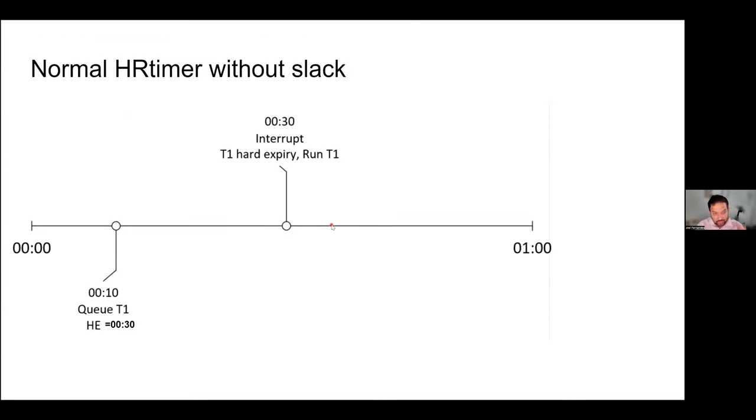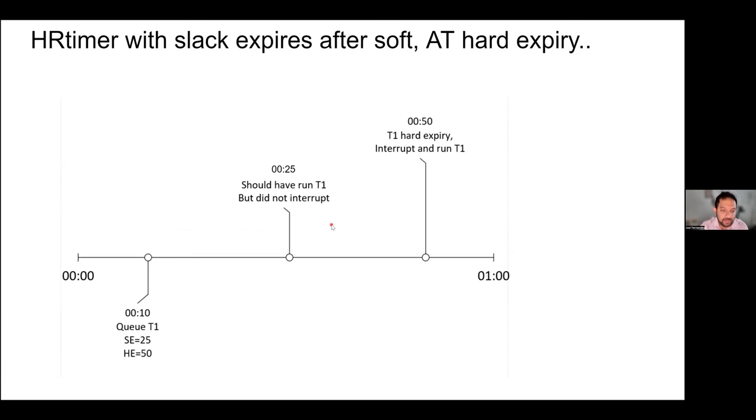I want to show this with an example. Here's a normal HR timer without slack. At time 10 seconds, on a minute scale, we queue a hard expiring HR timer to run at 30. At 30 seconds, we run that HR timer, and everything is simple. Now let's see what happens when we queue a slack-based timer. At 10 seconds, we queue a timer that is soft expiring at 25 and hard expiring at 50. At 25, no interrupt happens; the timer is just not run. And then at 50, we absolutely have to run it because it's hard expiring at 50.